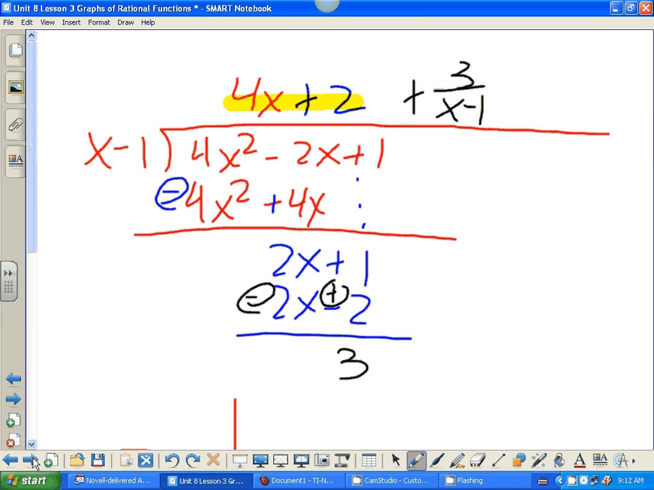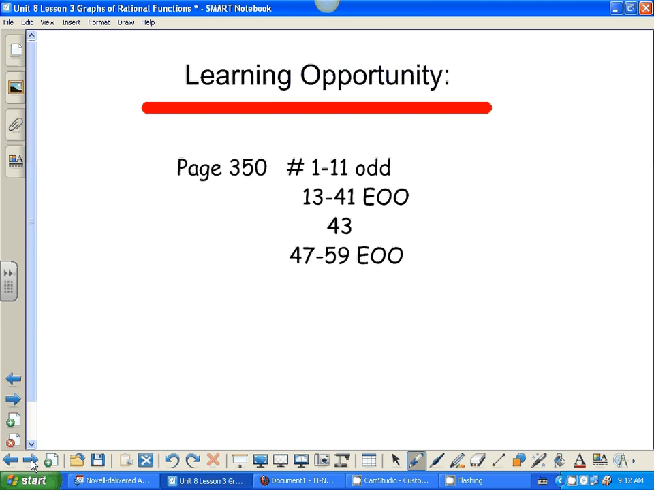So good luck. Your assignment is page 350. Look at numbers 1 to 11 odd, 13 to 41 every other odd, 43 and 47 to 59 every other odd.